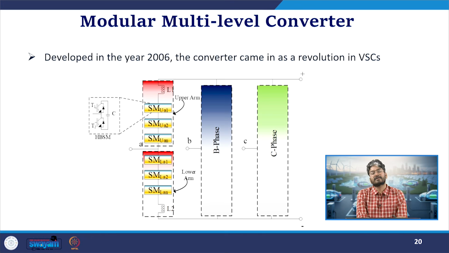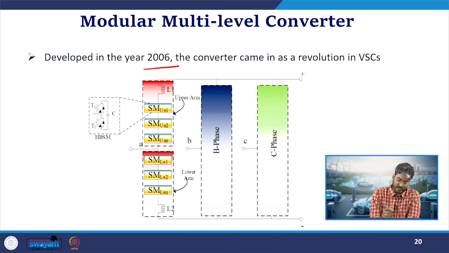All of them have a common limitation: they require a quadratic increment in the device count when I increase the number of levels. So in 2006 there was a thought process: can I eliminate this quadratic increment in the device count while increasing the number of levels? As a solution to that, we have this multi-level converter configuration, which is called modular. As we have already discussed, it will be highly modular.